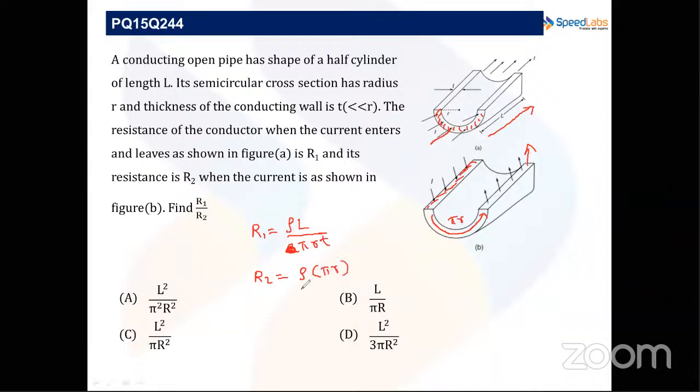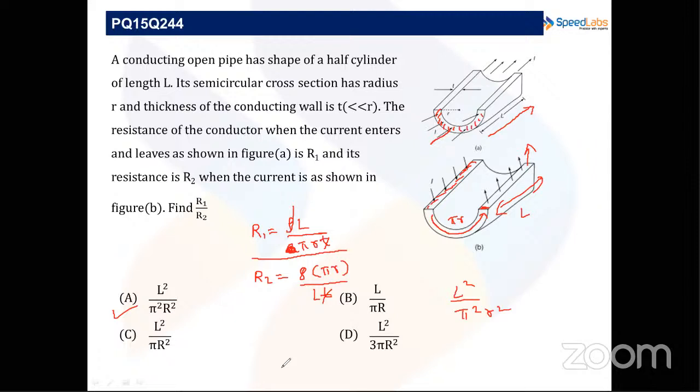So pi r divided by cross section area, this time is this one which I have shaded. So length is L, and this width is how much? T. So it is LT. Now you just divide both of them, you get R1 by R2. Pi will cancel out. Is anything else canceling out? No. It will become L square, and T is in the denominator by the way. And pi r, so L square by pi square r square. I think the answer is this, option A.